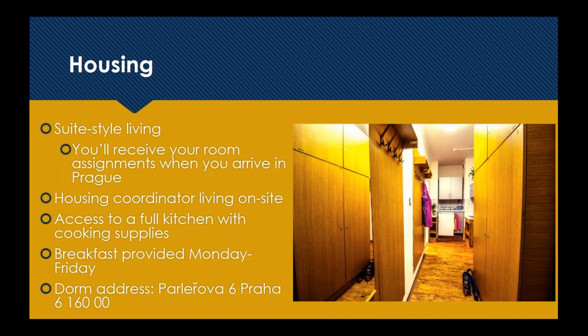You also have access to a full kitchen with cooking supplies at the dorm, and this room is exclusive for ECES students, so it's just for you guys to use. And you do have breakfast provided Monday through Friday at the dorm. The breakfast which is provided is a cold European-style breakfast. It's a continental breakfast, so things like meats, cheese, fruits, veggies, hard-boiled eggs, yogurt, that kind of stuff. No scrambled eggs, unfortunately. That's really common everywhere in Europe. Even if you stay at a hotel somewhere in Europe that serves breakfast, typically those are the items that you'll find.